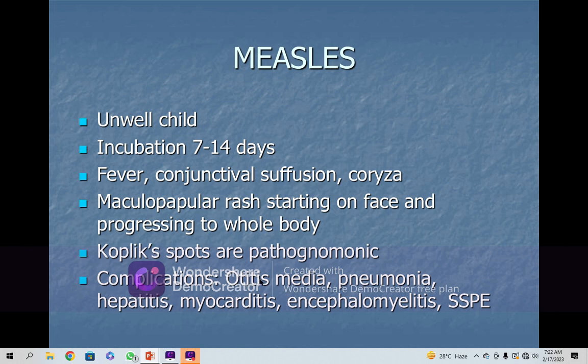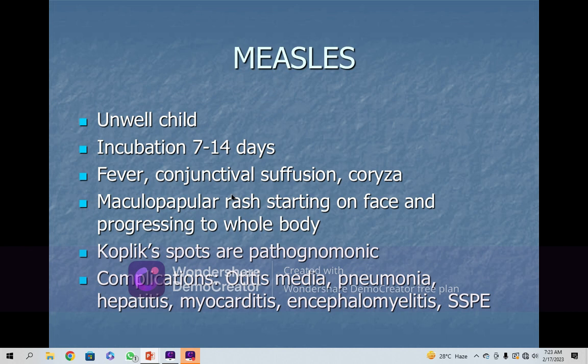The complications are otitis media, but pneumonia is more important than otitis media. Otitis media can cause deafness. Pneumonia can cause any complication. It will also affect the liver, causing hepatocellular jaundice. It can cause myocarditis transiently, the infective type of myocarditis, and encephalomyelitis or meningitis. This is classical measles and some complications.